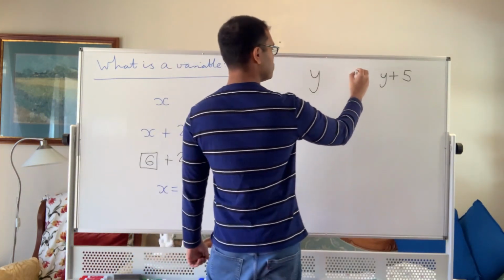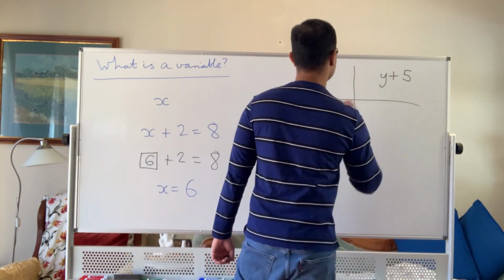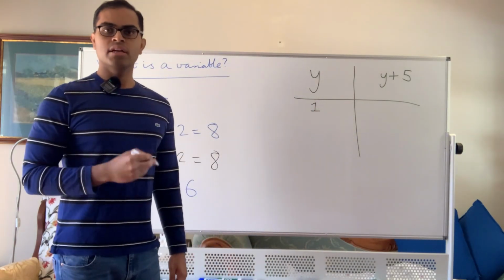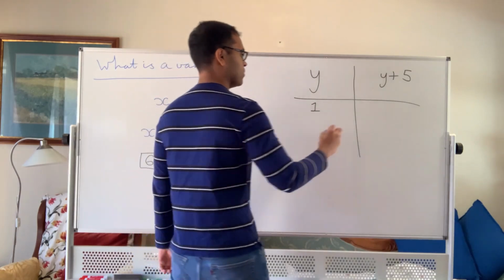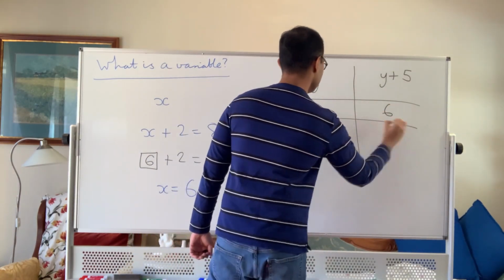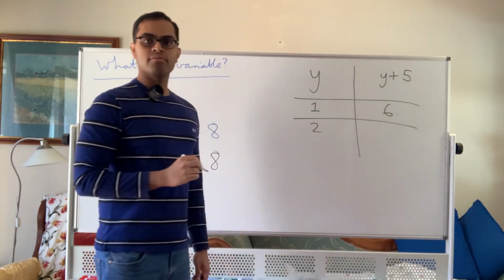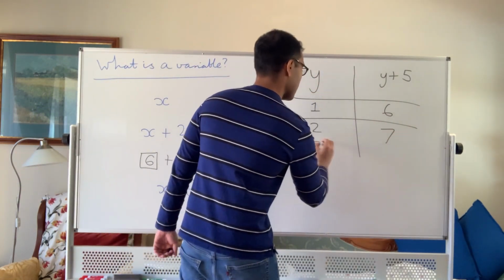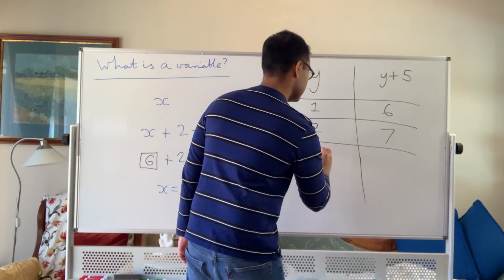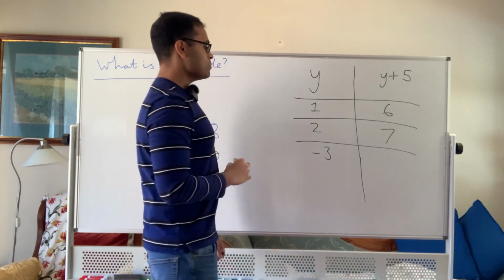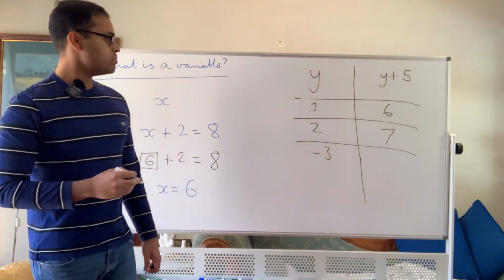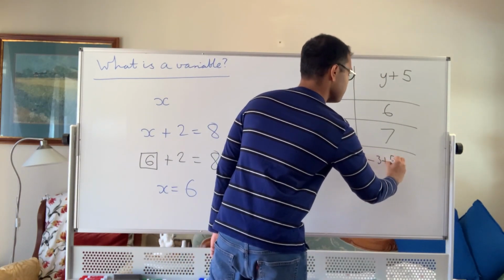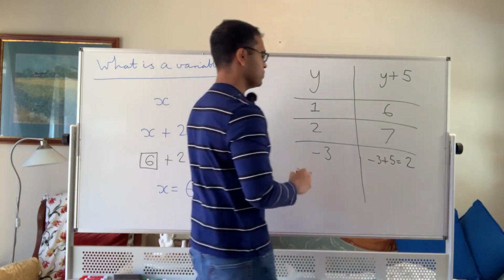So for example, you could draw a table. So this is an example. You could say if y is 1, then what is y plus 5 going to be? It's going to be 1 plus 5, which is 6. If y is 2, then what is y plus 5 going to be? Well, it's going to be 2 plus 5, which is 7. And you can keep going. You can do any number. If y is minus 3, what is y plus 5 going to be? It's going to be minus 3 plus 5, which is 5 minus 3, which is equal to 2.